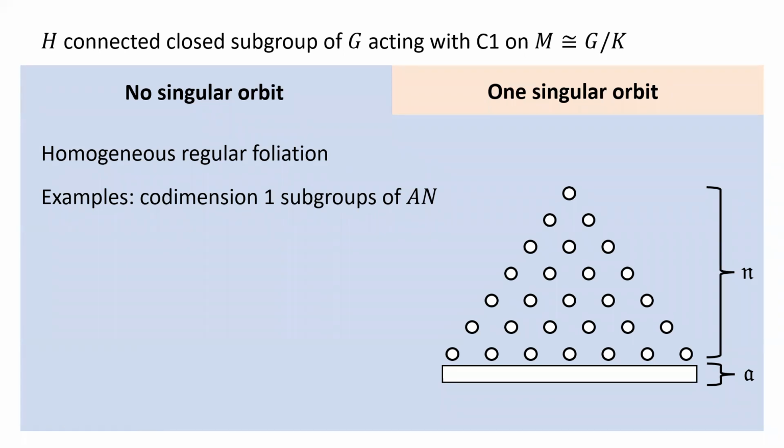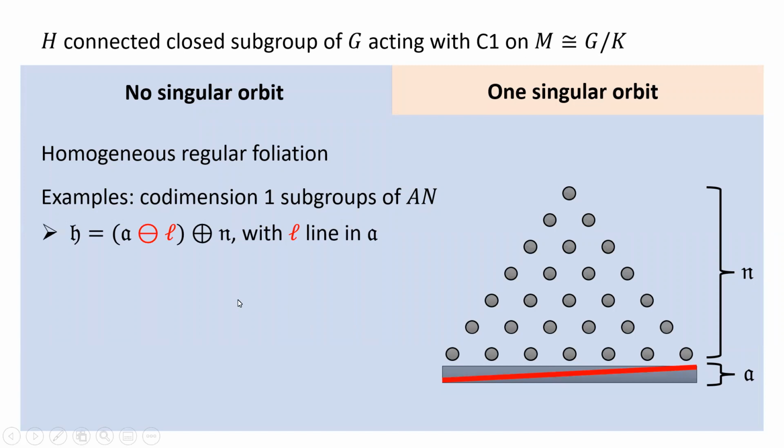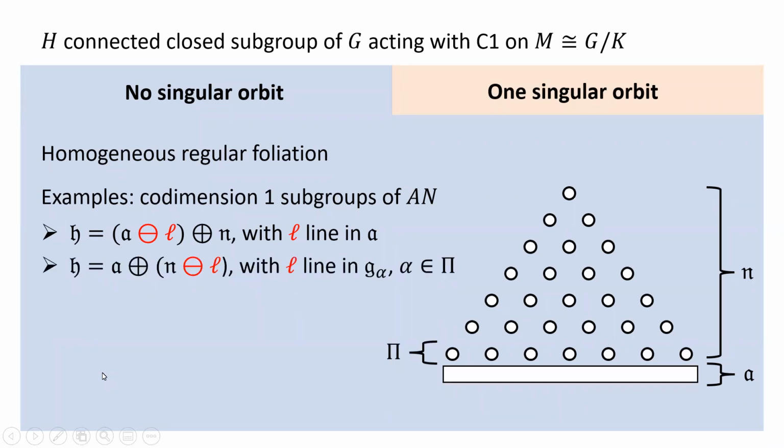a homogeneity 1 action. So one way to consider such subgroups, I will be expressing here some Lie algebras. The Lie algebra H will be in this case the whole Lie algebra A plus N, removing something of 1 dimension in A. In this talk, this symbol here means orthogonal complement, in this case, of this L in A. And L in this case is a 1-dimensional subspace of A. So this has codimension 1 in A plus N. So the corresponding connected subgroup of AN acts with homogeneity 1 and without singular orbits. Another example.